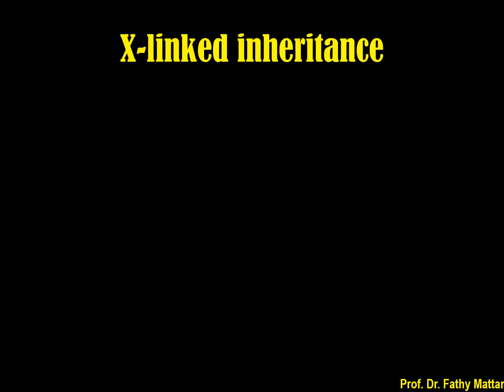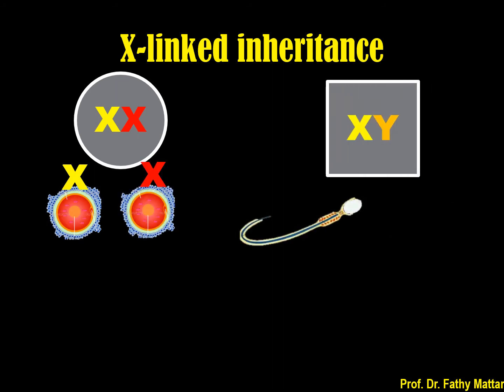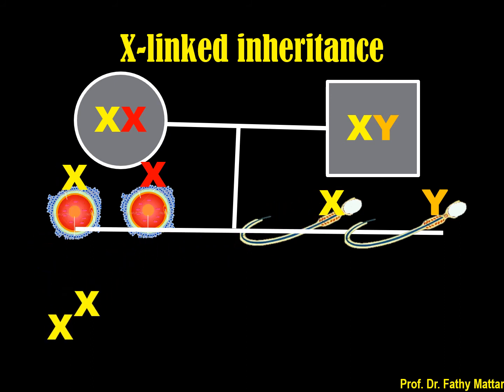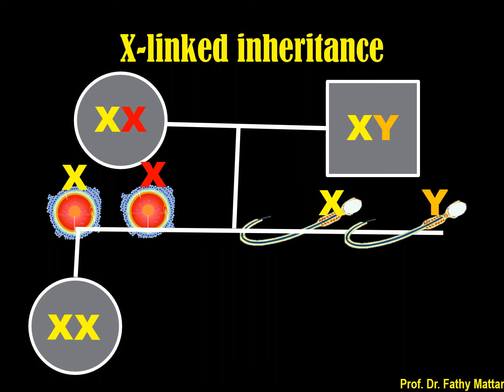X-linked inheritance. If we take a female who has X carrying, let's say, the yellow chromosome, and the other the red chromosome, and a boy or a man who has the yellow chromosome and Y. Now, if they are married, then we'll find if the yellow allele in X and another yellow allele on the other X from male, this will be a female carrying homozygous yellow.